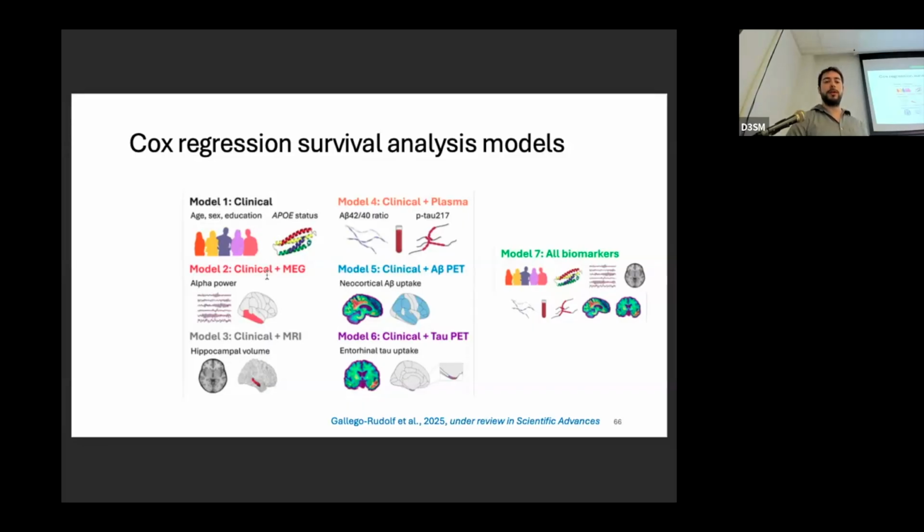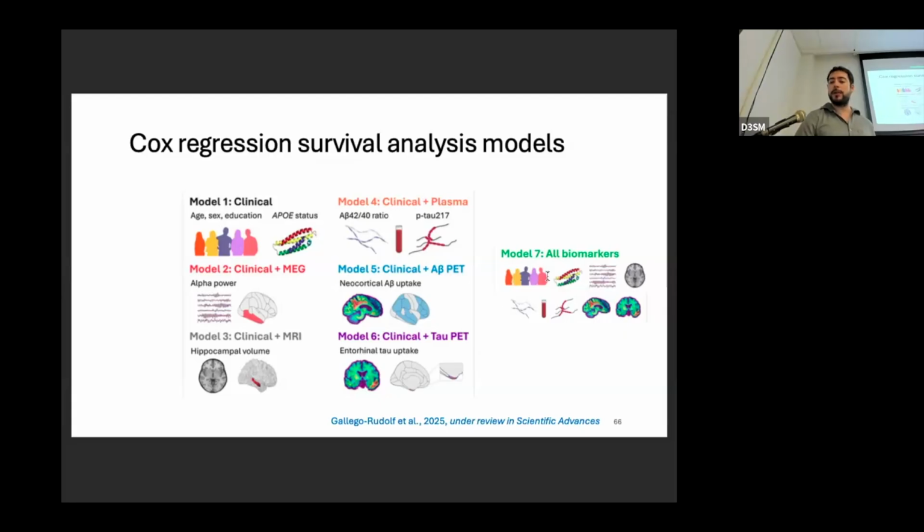So the second model incorporated the MEG estimates, in which we focus on the alpha power based on the results of my previous projects. For MRI, we extracted the hippocampal volume. For plasma, we quantified the amyloid beta 42/40 ratio and the p-tau217, which are known to be robust biomarkers of proteinopathy that we can quantify in plasma. And models 5 and 6 combine this clinical information with amyloid and tau, respectively.